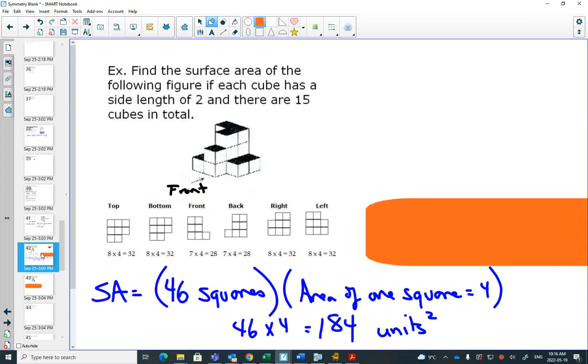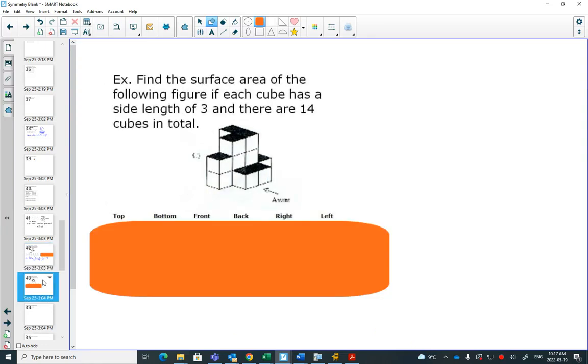So here are the front, the top, the bottom, the right, the left of the last ones. And we figured out the surface area was 184 units squared. So I'd like you to try the next one to draw the shapes.